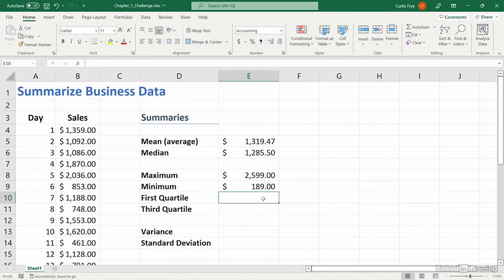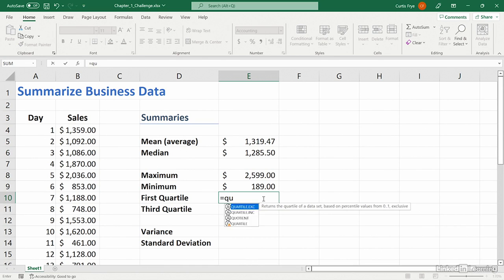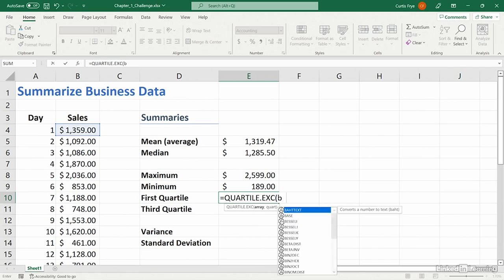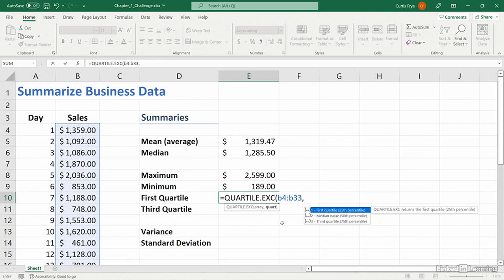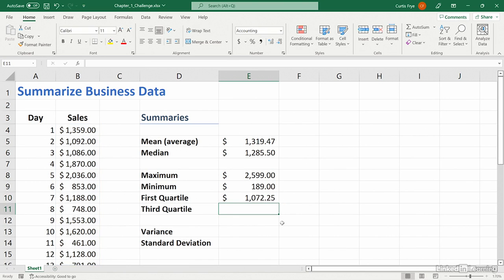Next, we can calculate our quartiles. The first quartile shows the cutoff for where the lowest 25% of values will stop. So in cell E10, I'll type an equal sign, and then quartile, and I will use exclusive, which does not include the minimum and the maximum. So I will make sure the quartile.exc is highlighted, and then the array is B4 through B33, comma, and then the first quartile. So number one, right parentheses, and $1,072.25.